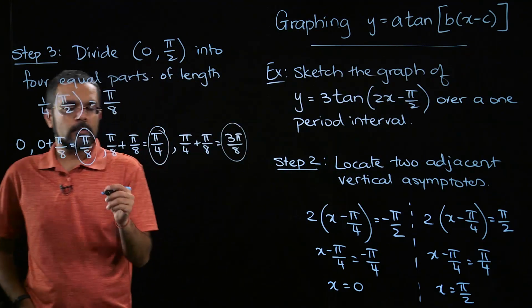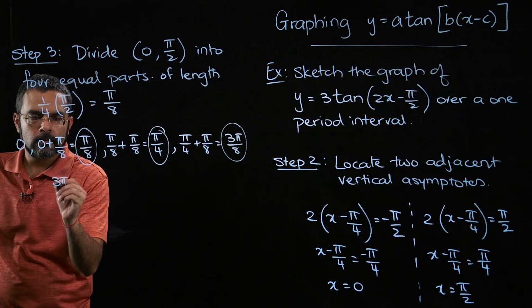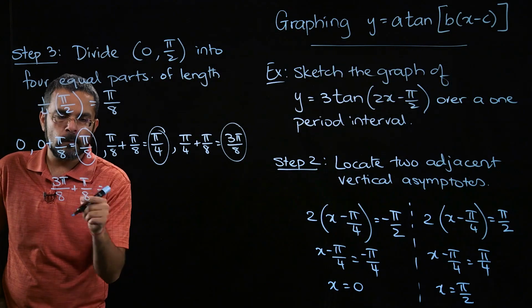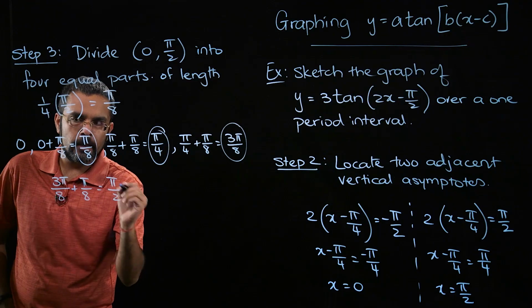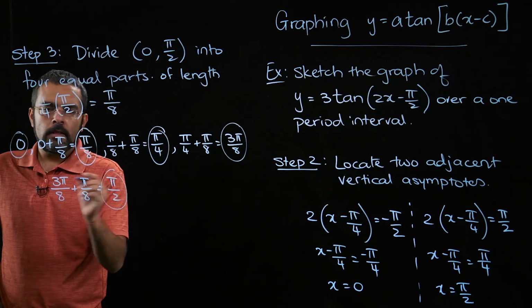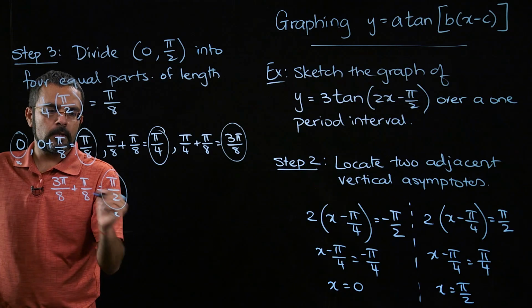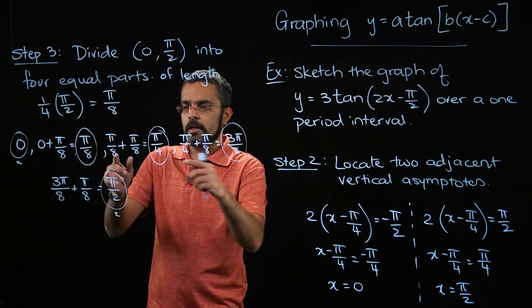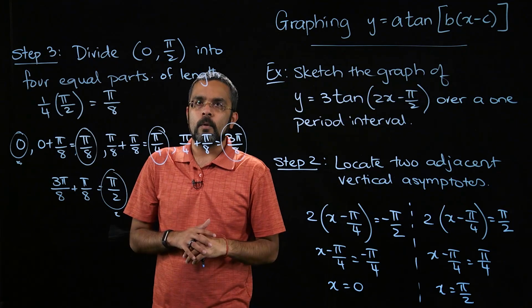And then finally I'm going to take that 3 pi over 8, add another pi over 8, and that's going to give me 4 pi over 8, or pi over 2, right? So these two, this one here and this one here, we know those are our vertical asymptotes, and so these are the 3 points that are going to divide that interval into 4 equal parts.